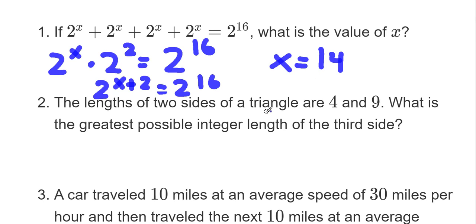The lengths of two sides of a triangle are 4 and 9. What is the greatest possible integer length of the third side? Whenever you see this type of problem, you want to add them and subtract them, the two numbers. The side is always going to be between that, okay? I'm not going to go into the theory, but that's a really good thing to know.